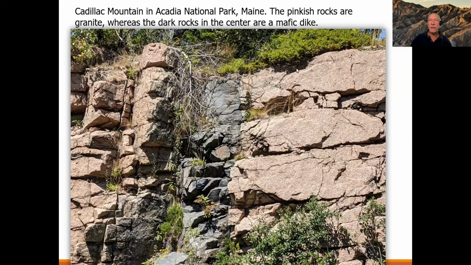Okay, so this is a felsic rock at Acadia National Park. This is a granite, 420 million years old. And we've got this dark mafic dike cutting it. A dike is simply a vertical igneous intrusion, tabular igneous intrusion.